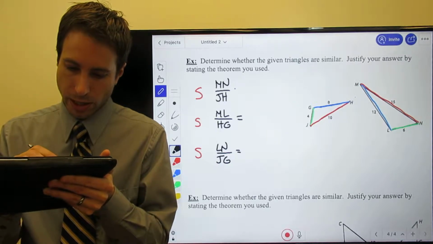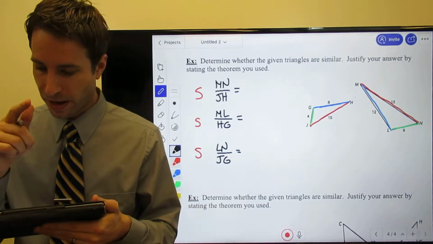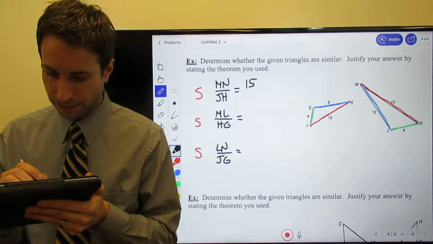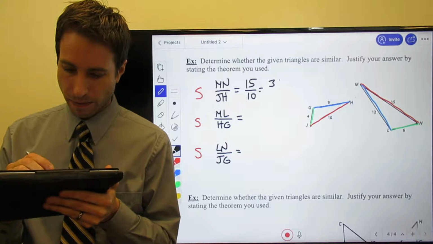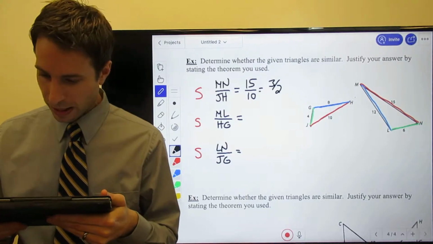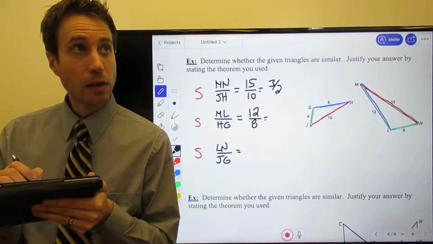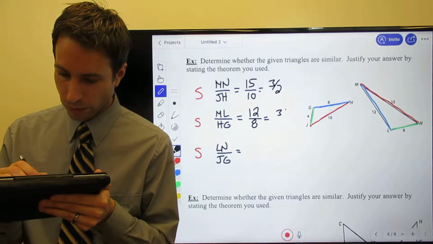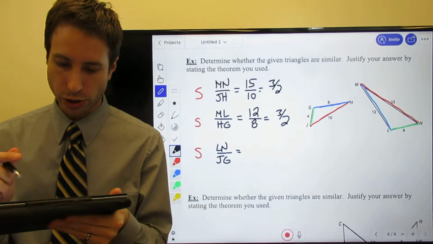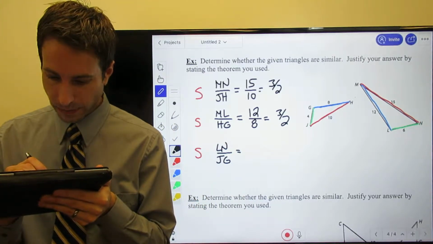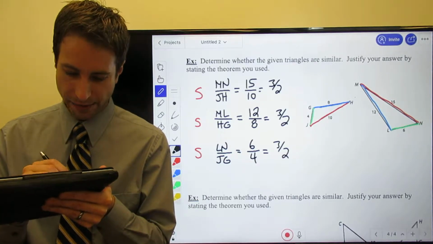Alright guys, plug and chug. With any luck, they'll all come out to be the same, and we will have proven that these two figures are similar. Let's find out. I have 15 over 10. I can divide both of those by 5, and it'll leave me with 3/2. ML is 12, GH is 8. I can pull out a 4. Ooh, leaves me with 3/2. So far, so good. I just need this last one to come out to 3/2, and we've got ourselves a winner. LN is 6, 4, divide both by 2, boom, 3/2, and there we go.